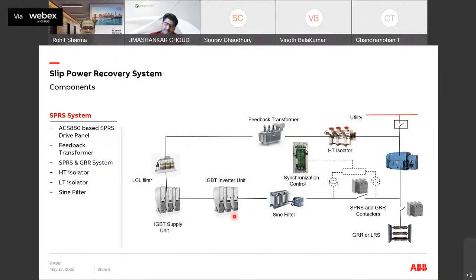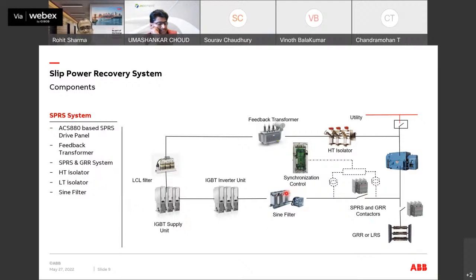So what does the IGBT based SPRS system contain? It is basically a dry panel, which consists of the complete LCL filter and the sine filter unit along with the GRR circuitry. The feedback transformer is basically a step up transformer, which feeds power to the grid at 3.3 kV, 6.6 kV and 11 kV voltage levels. And the SPRS and GRR system is used for the changeover, with isolators for protection purposes.